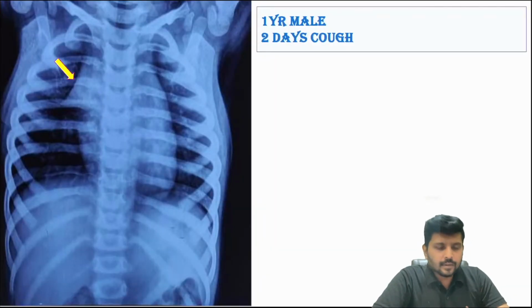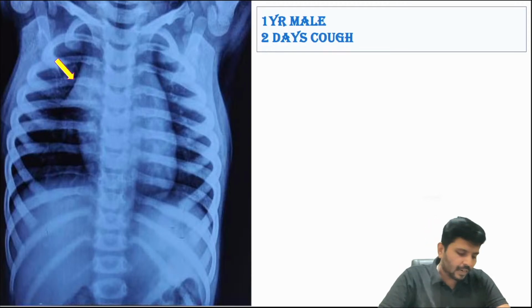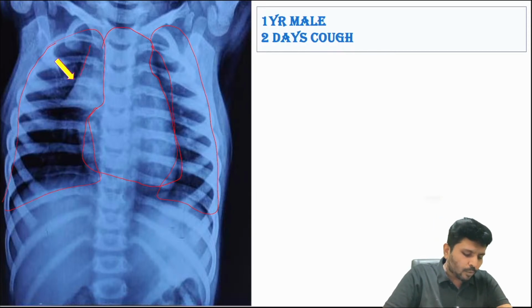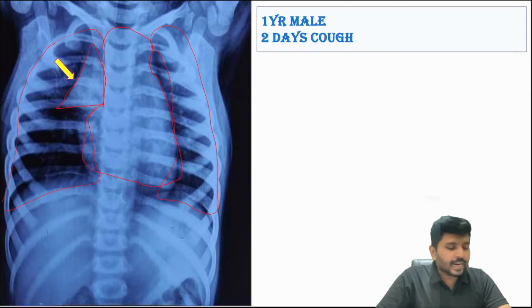What is this? I told you, you need to compare both right and left lung volume. Look at this, right lung volume is okay, left lung volume is also okay. This is your heart, relatively normal. But there is a whiteout opacity in the right paratracheal region.